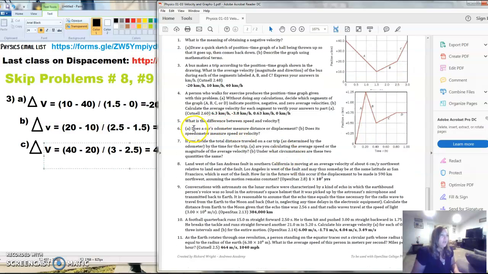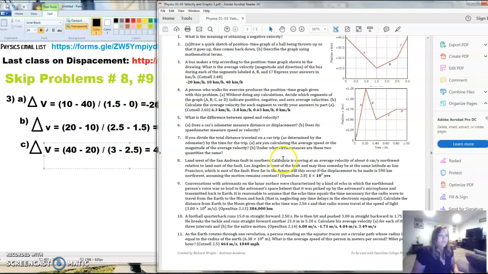Okay. A is just another thought. Number 6 is another thought question. Does a car's odometer measure distance or displacement? I think you can answer that one. Just look at your notes from last time. And does its speedometer measure speed or velocity? So does the speedometer tell us the direction you're going?